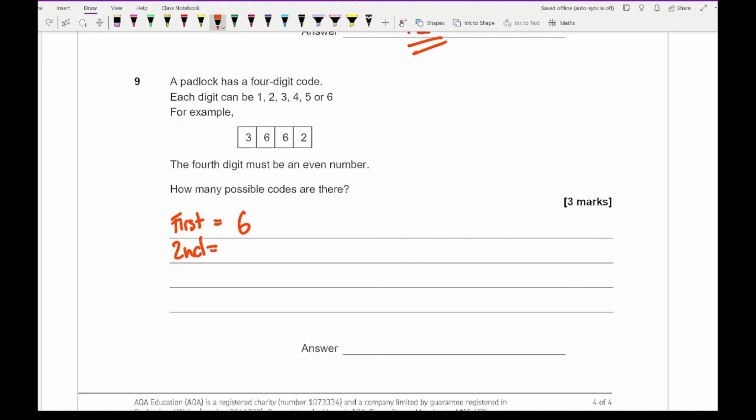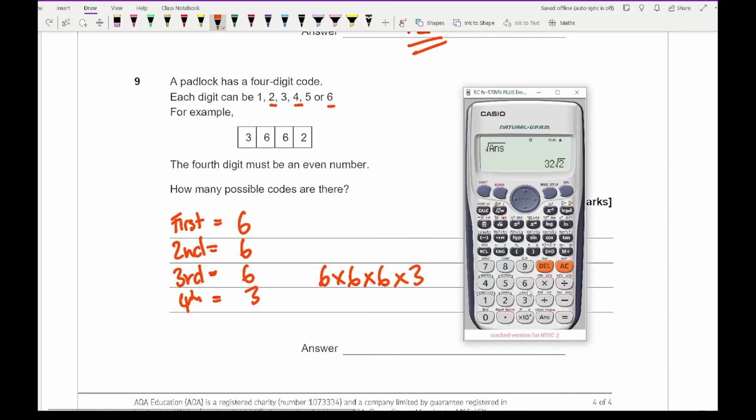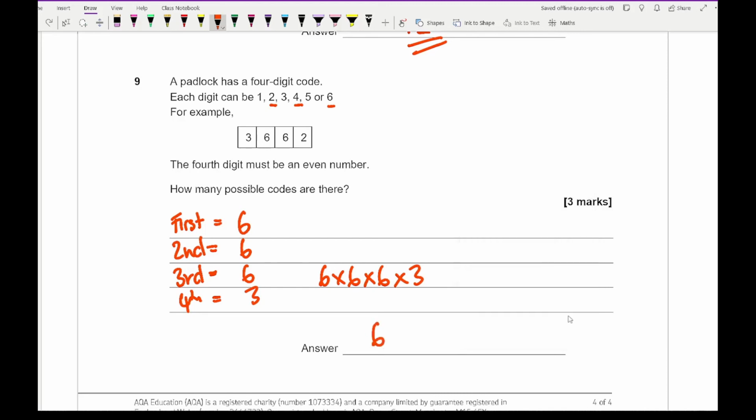In the second number, again, there's no mention of this, so again we can have a possible of 6. Our third number, again, could be any of those 6. However, our fourth number has to be an even number. So that's 2, 4, or 6. So there's only 3 of those. So to work out the total number of combinations, we've got to do 6 times 6 times 6 times 3, which if I get my calculator, we get an answer of 648. And there is our final answer and our last question on this topic test on factors and multiples.